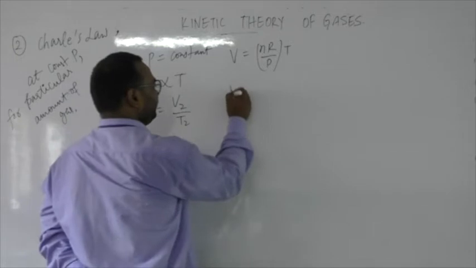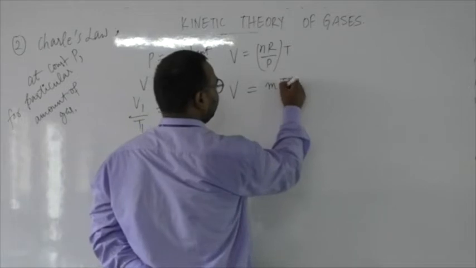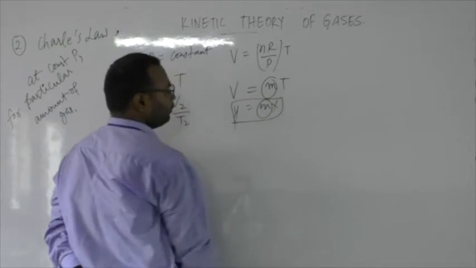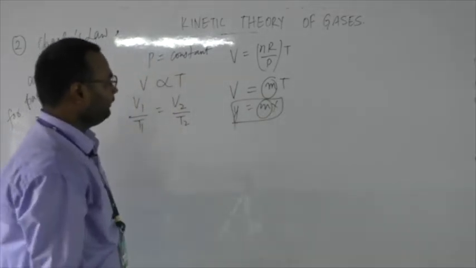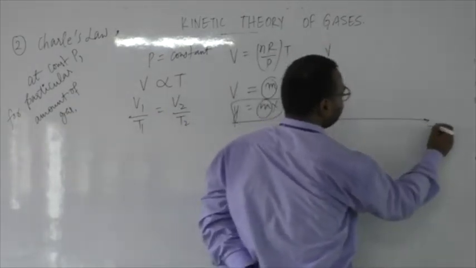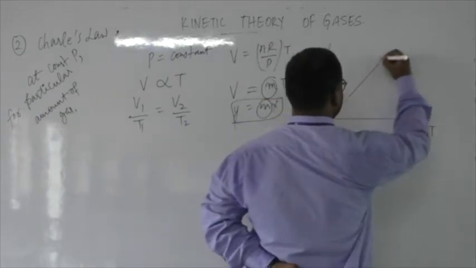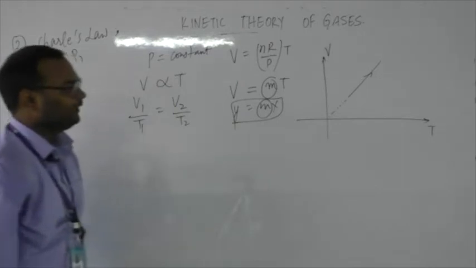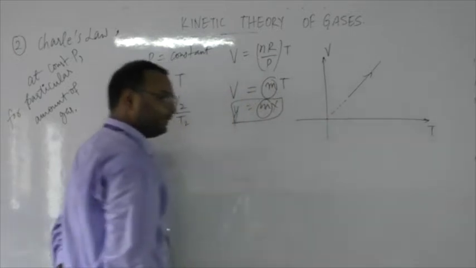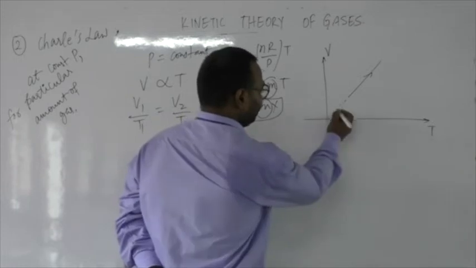When you convert into a line equation, V will be written as some constant, say M, into T. And if you compare Y equals Mx, this is the graph. M is the slope. That means the slope of the VT curve will be NR upon P. Say here, this is V and this is T. So Y equals Mx, and the graph will be like this. It cannot touch here because you cannot reach 0 Kelvin, absolute zero temperature, so there is a dotted line here.